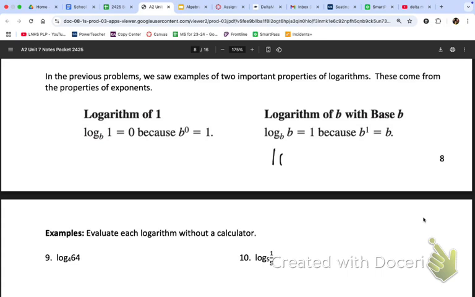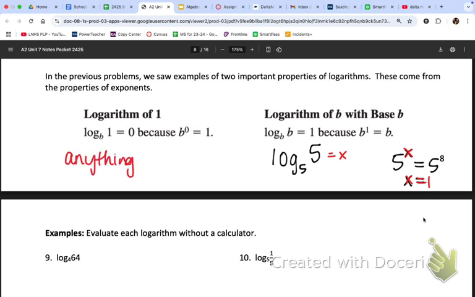If I had log base 5 of 5, it would have to be equal to 1. Because if I say that's equal to x, 5 to what power equals 5? Well, it has to be 1. Does that make sense? Sorry about the 8 there. Anything log base 5 of itself is equal to 1. This other one is saying anything log base b of 1 is equal to 0, because anything to the 0 power is 1. That's what it's saying.